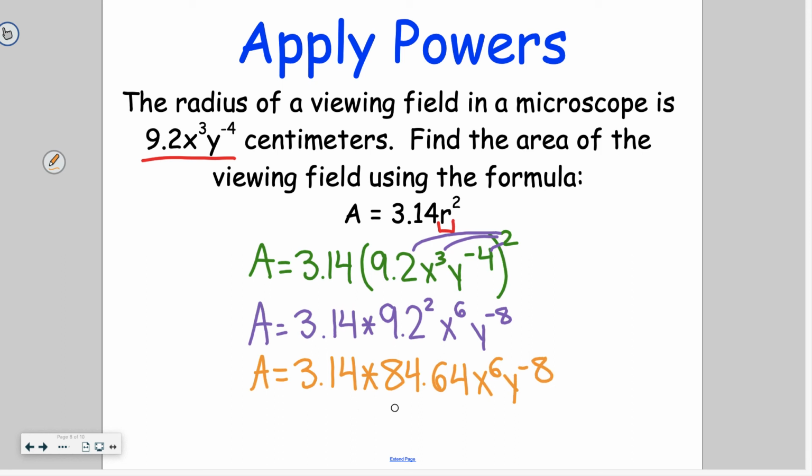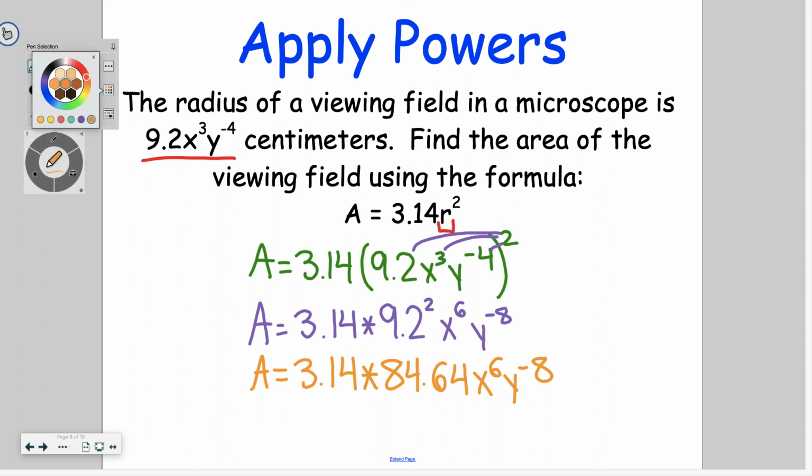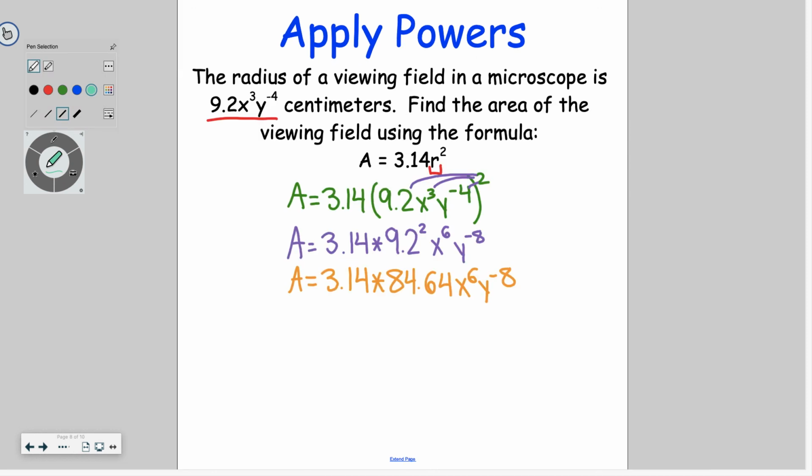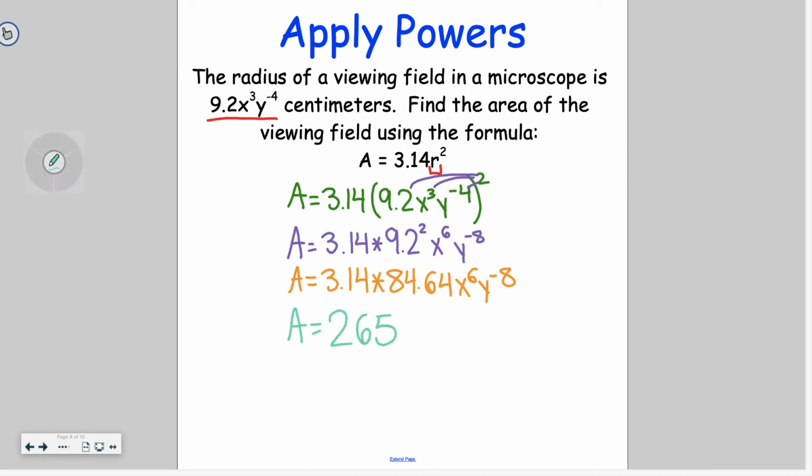Next thing I'm going to do is now I'm going to deal with that 3.14, and I'm going to multiply that out. When I do that, I end up with an answer of area is equal to 265 and then it says 7696, so I'm going to go 7, and then since it says 6 next, and then a 9 after that, I'm going to round that up to a 7, and then I've got x to the 6th, y to the negative 8th. Lastly, I have that negative 8.